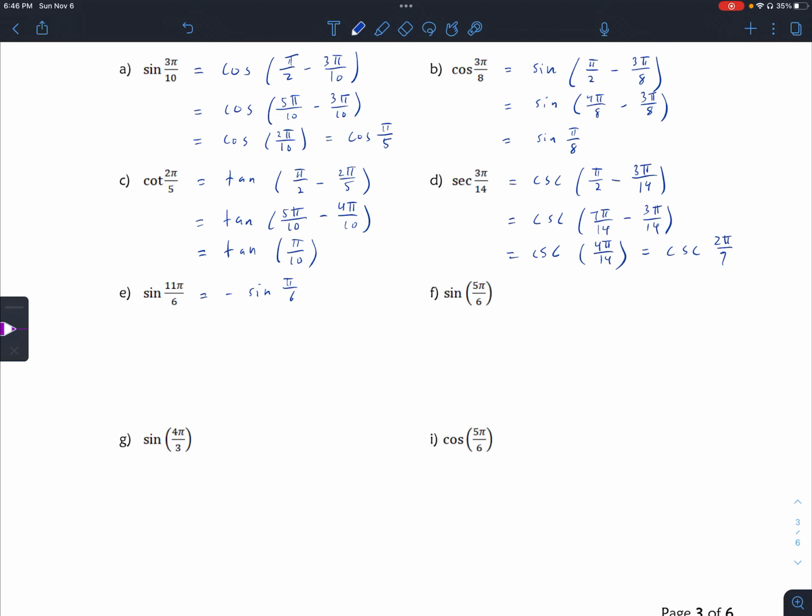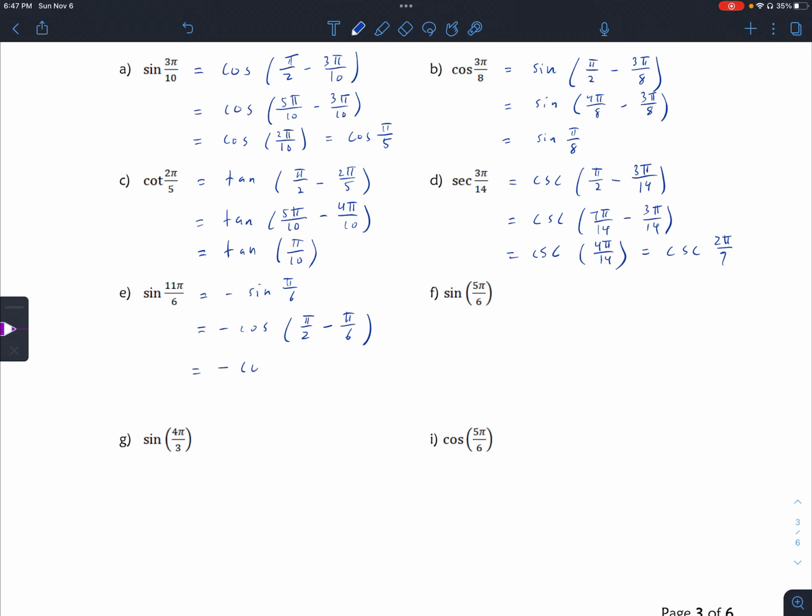So what we can do with this now is use our cofunction identity, because now our angle is in the first quadrant, right? Pi over 6, it's less than 90 or less than pi over 2. So we can write this now as negative cosine of pi over 2 minus pi over 6.